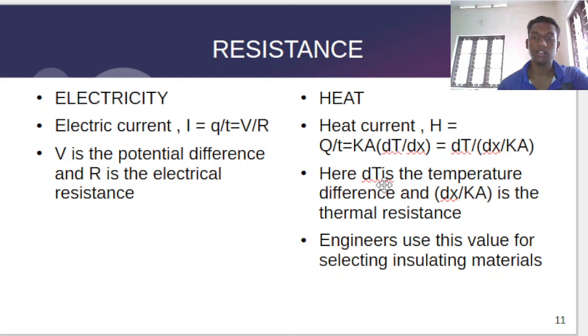So this dT is the temperature difference we have mentioned, and this new term, that is dx by KA, is called the thermal resistance. So it can be compared with V by R. V means potential difference and here dT means temperature difference. R is the electrical resistance, and dx by KA is the thermal resistance.